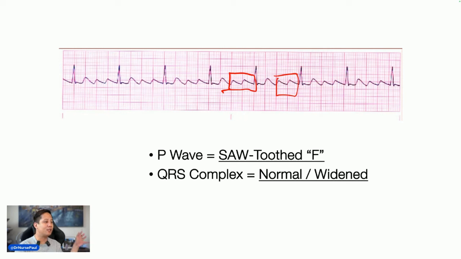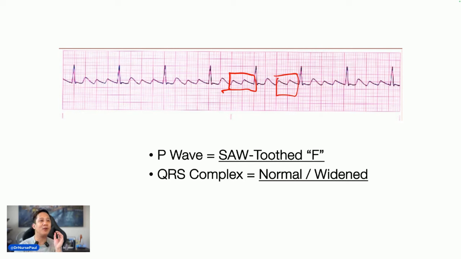Let's look at the PR. What's our PR interval? Anyone? More than 5 boxes. How about the others? What's our PR interval?